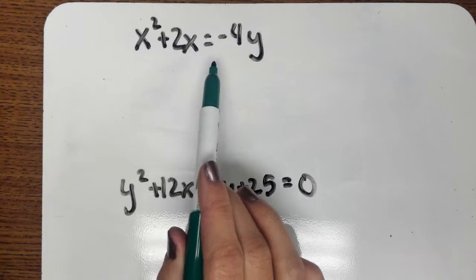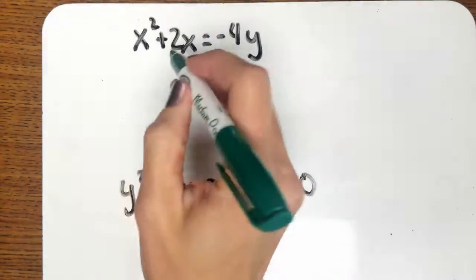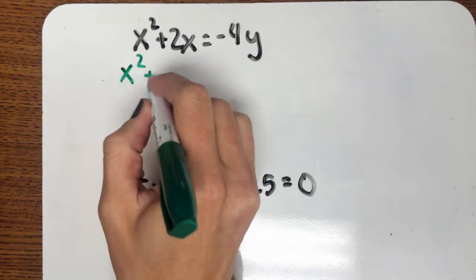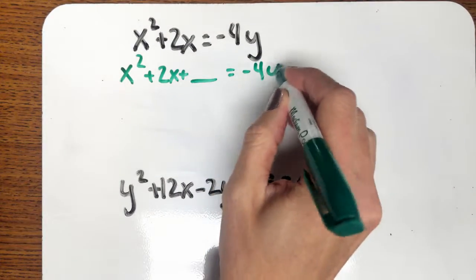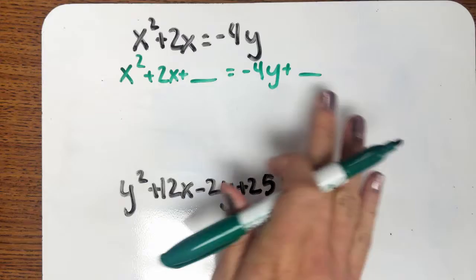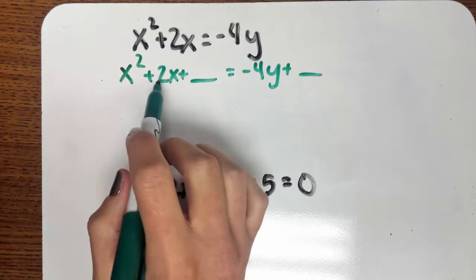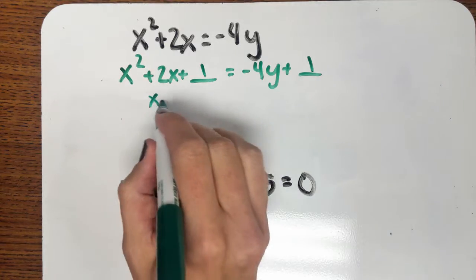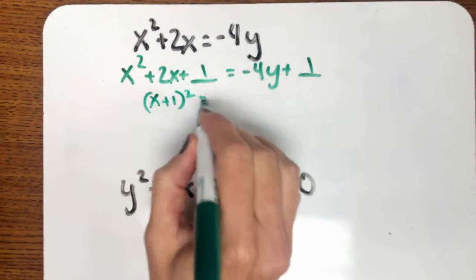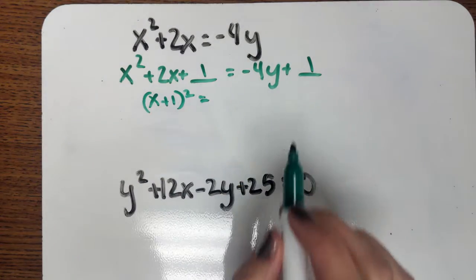So the first problem, the first example, is already done for us. Then we're going to actually complete the square on the x's. And just like before, whatever I add to one side, I have to add to both. Half of b is 1, 1 squared is 1. I'm going to add that to both sides. Then we factor. So the left side is exactly how we've been working with.